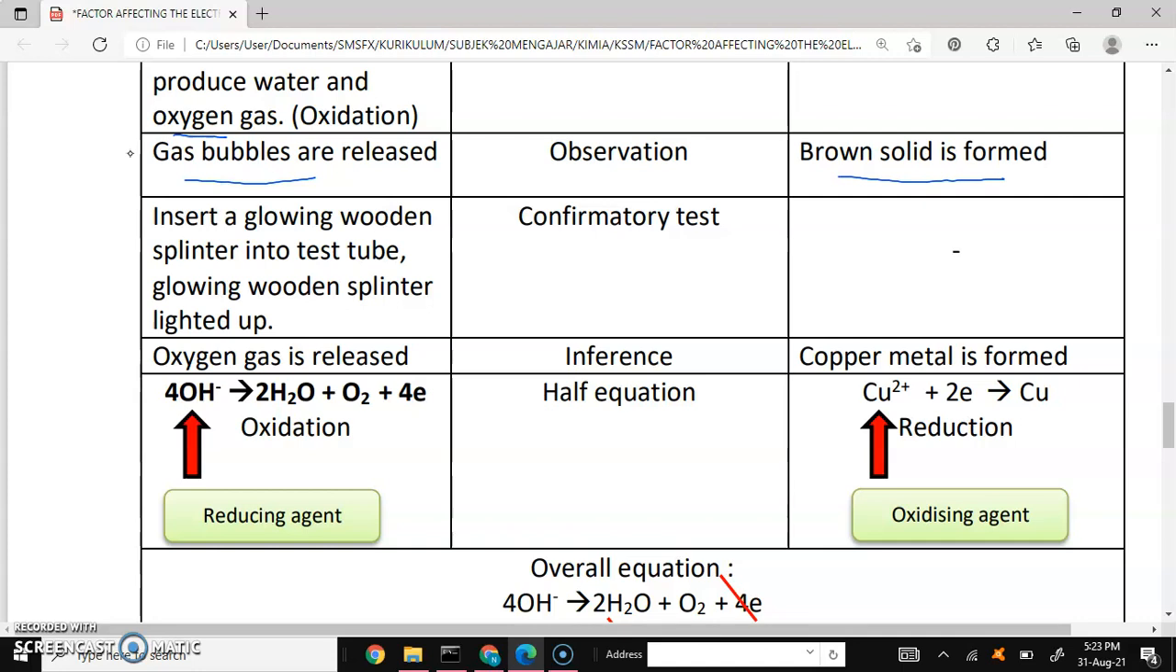Okay, untuk confirmatory test at the cathode tiada. Sebab apa? Sebab dia bukan gas. Kita boleh nampak terus brown solid is formed. Bermaksud copper metal is formed.